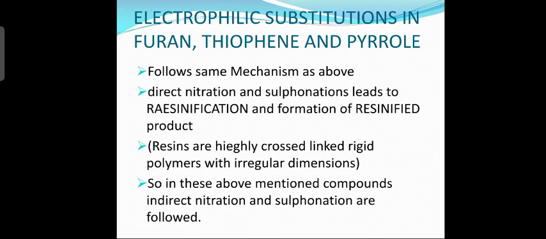Now next, let us see electrophilic substitution reactions in furan, thiophene and pyrrole. All three follow the same mechanism. Direct nitration and sulfonation lead to resin formation. Resin-like products are formed if direct nitration or sulfonation is carried out. Therefore in these compounds indirect nitration and sulfonation are followed. In all these compounds direct nitration or sulfonation is not possible, because resin-like products are formed. Therefore always indirect nitration or sulfonation is done.